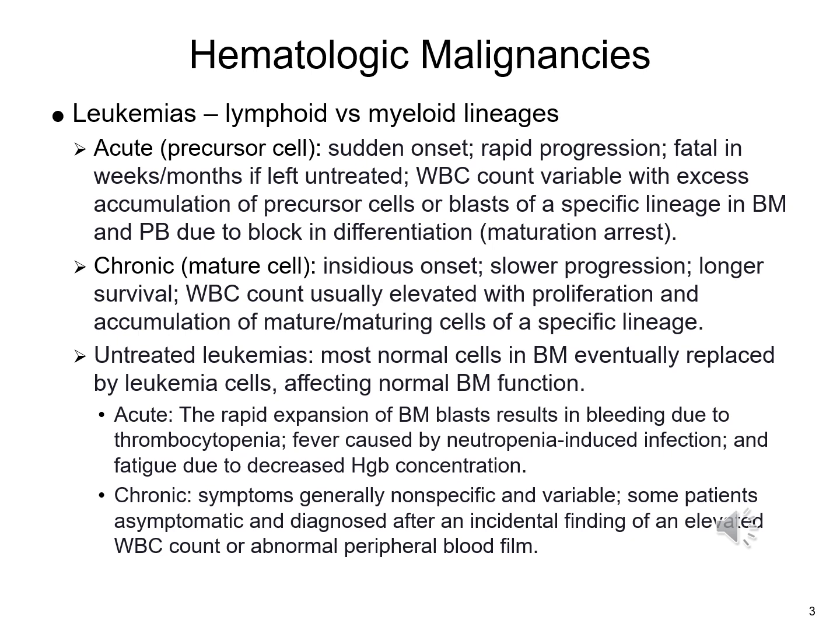With untreated acute leukemias, the rapid expansion of bone marrow blasts will result in bleeding due to thrombocytopenia. You can see things like fever caused by neutropenia, and fatigue due to decreased hemoglobin concentrations. With untreated chronic leukemias, the symptoms are usually nonspecific and can be very variable. Some patients will be asymptomatic, and the diagnosis happens to come about from an incidental finding, such as an elevated white blood cell count or some abnormal finding on the peripheral blood smear. So a routine checkup or routine lab work can occasionally catch this.